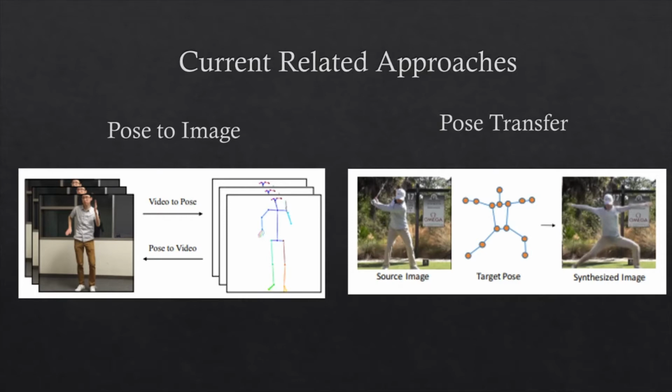which takes an input image along with the desired pose and automatically synthesizes a new image depicting the person in that pose. So given a target pose, you have this source image of a golfer. You want this golfer in this pose, and you get this synthesized image. Pose transfer retains the person's appearance as well as the background textures.